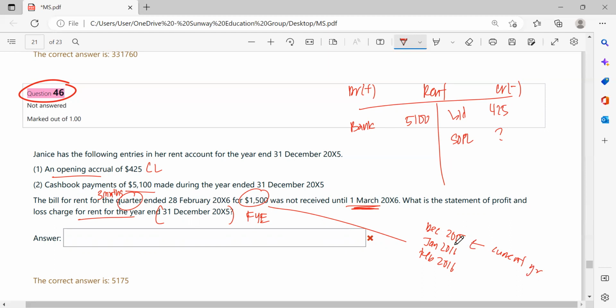So 1,500 for 3 months, that means 1 month is 500. So still owing, so this is an accrued expense, a liability. So balance b/d on the credit side and balance c/d on the debit side. Balance the T account and you should find the answer for SOPL: 5,175.